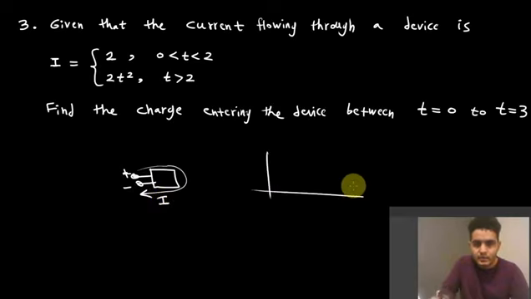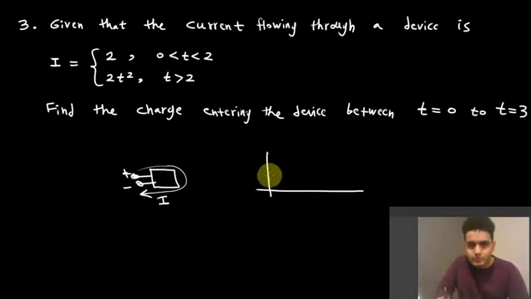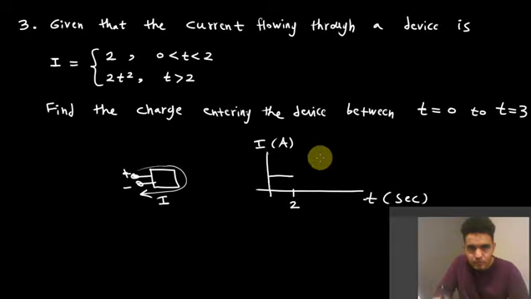Now the graph for that would be, all my graphs are coming out bad, let's make it better. It's going to be a constant value 2 from 0 to 2 seconds, that's time in seconds, and that is current in amperes. Now from t equals 2 onwards it's going to be 2 times t squared. If you have t squared, that's going to look like that. If you have 2t squared, that's going to be even steeper.